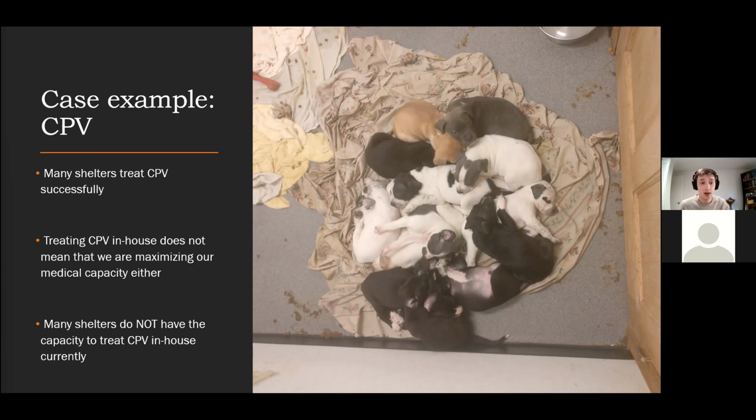And the third truth is that many shelters do not currently have the capacity to treat canine parvovirus in-house, and trying to do so might have pretty severe repercussions. I do believe it's something we should all strive to do, but it's important to realize what our current limits and capacity are, whether a case falls within them or not, and what the other options would be in a case like that.